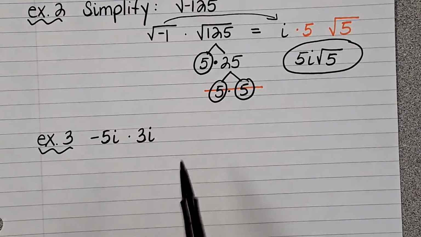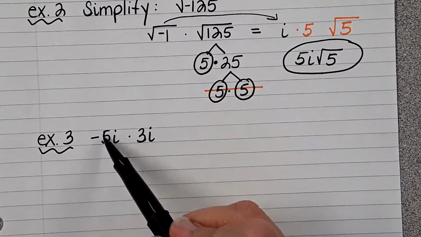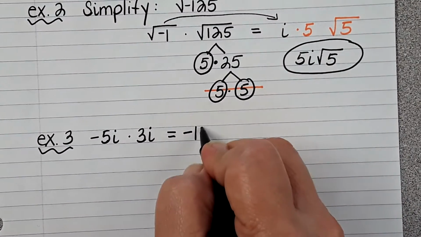Okay. So we have two imaginary numbers. Watch what we're going to do. We're going to multiply negative 5 times 3. What is negative 5 times 3? So we're going to write negative 15.